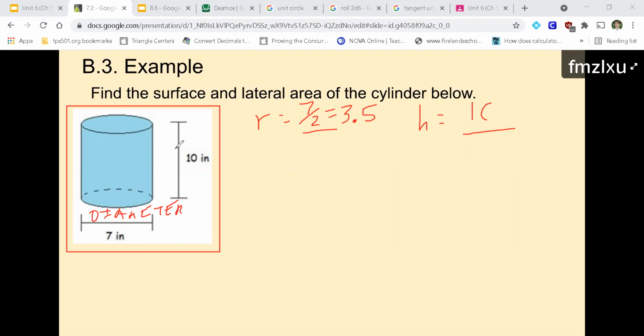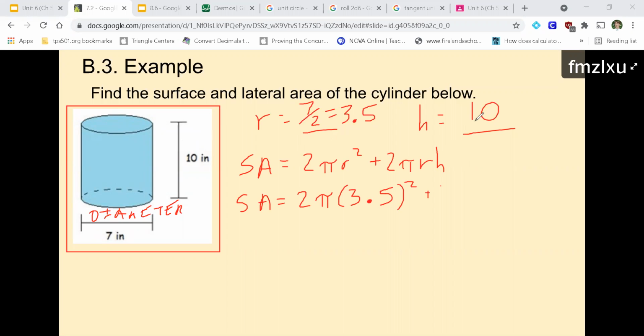10. That's all you need. You are now going to plug those into the formula. So the surface area would be 2 pi r squared plus 2 pi rh. You just copy that from your notes, right? But every time you see an r, we're going to put 3.5. Every time you see h, we're going to put 10. So that's 2 pi times 3.5 squared plus 2 pi times 3.5 times 10. And then you just type that into the calculator.